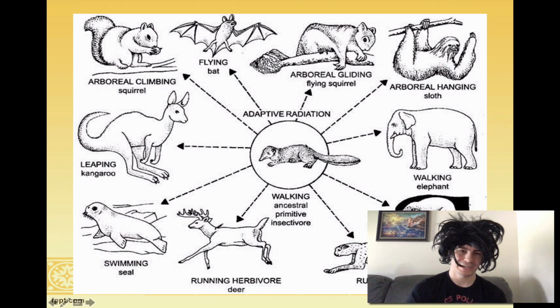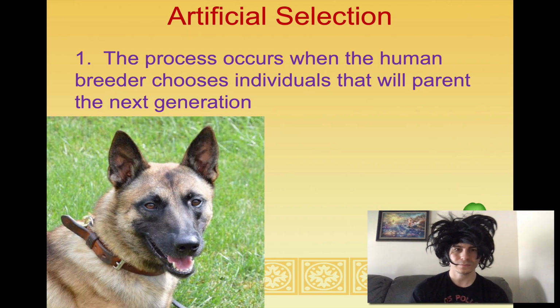Here's another example of it, guys. We have this wombat-looking creature in the middle there, and it gave rise to all these different organisms. Some, you know, closer in history, some further away. Obviously, that little wombat thing isn't going to give rise to the walking elephant over here very quickly. That's going to take millions upon millions of years.